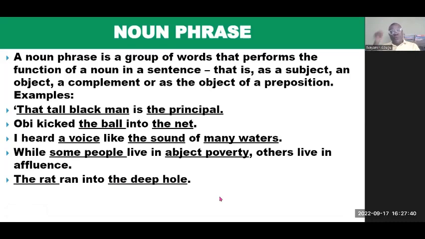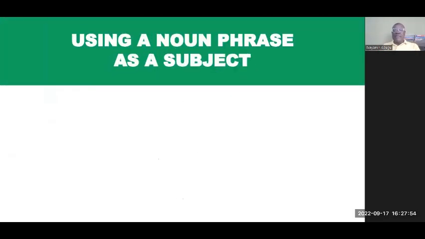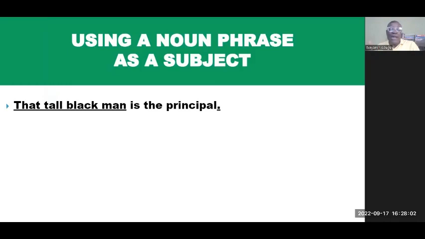Now let's begin to look at the uses. What are the functions that this noun phrase performs in an English sentence? Let's begin to look at that. You can use the noun phrase as a subject. What is a subject? The subject is the doer of an action in a sentence, or the subject is the person or thing being talked about in the sentence. For example, that tall man is the principal.